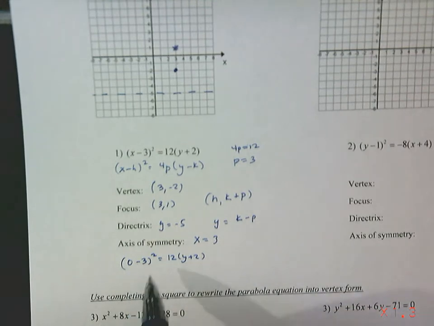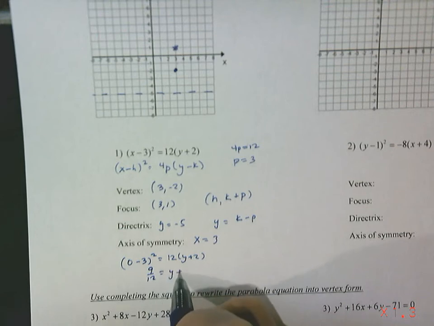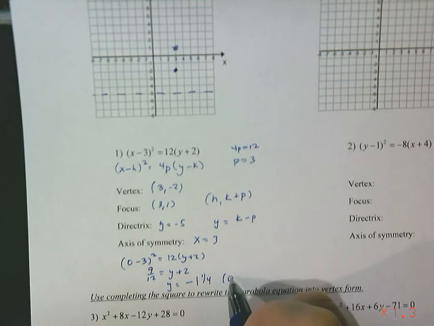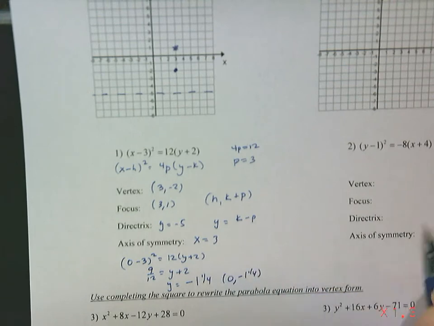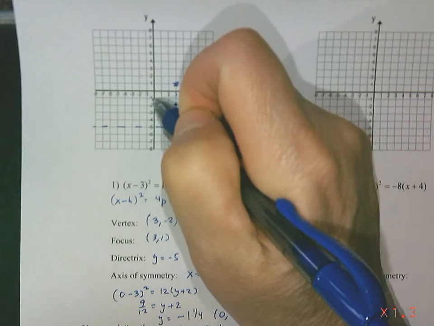So (-3)^2 is 9. Then I'm going to divide by 12, so I have 9/12 = y + 2. If I subtract 2, y is going to equal 9/12 minus 2, which is negative 1 and 3/12, or negative 1 and 1/4. So I would have the point (0, -1 1/4). (0, -1 1/4) is about there.